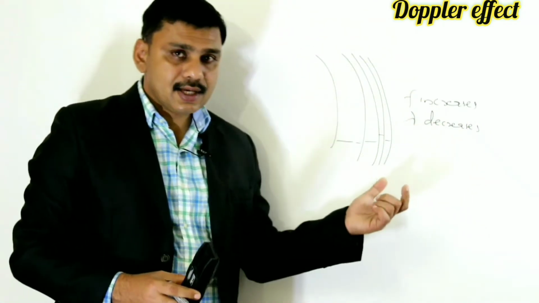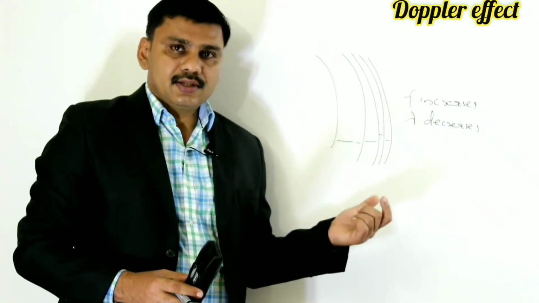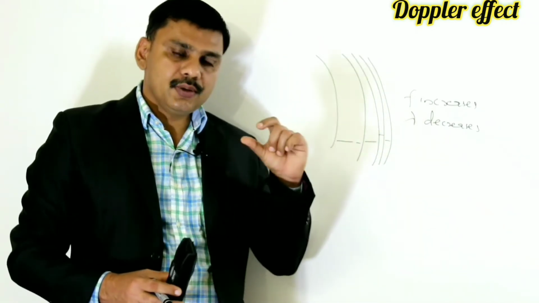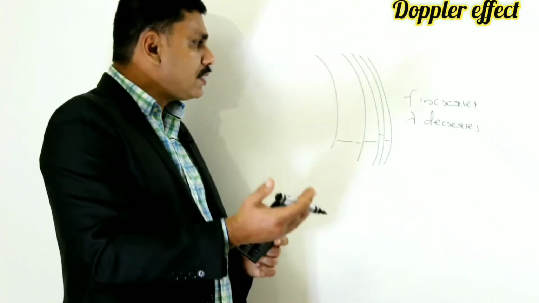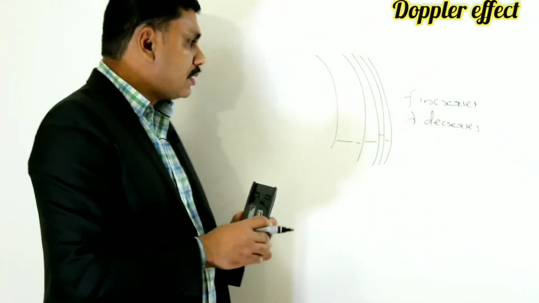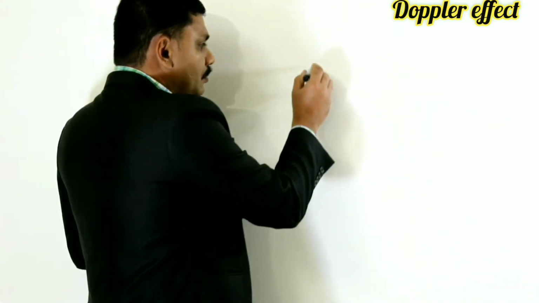It can be asked in an objective or descriptive question. This diagram shows the source of sound is moving towards the observer. That means frequency increases, wavelength decreases. Then another diagram, if it is coming like this.